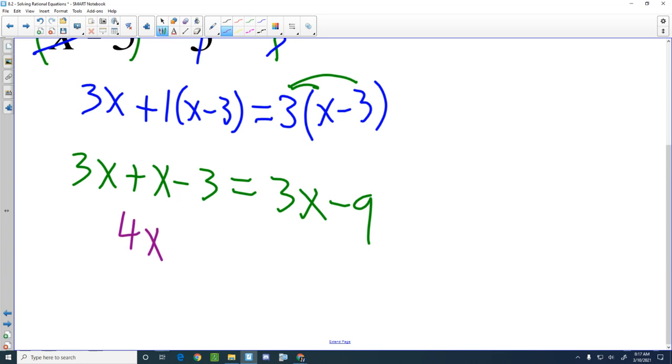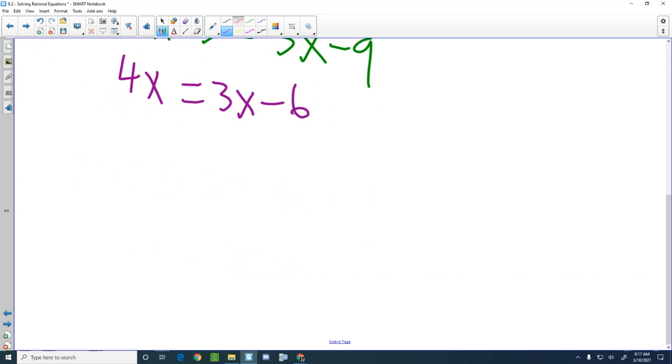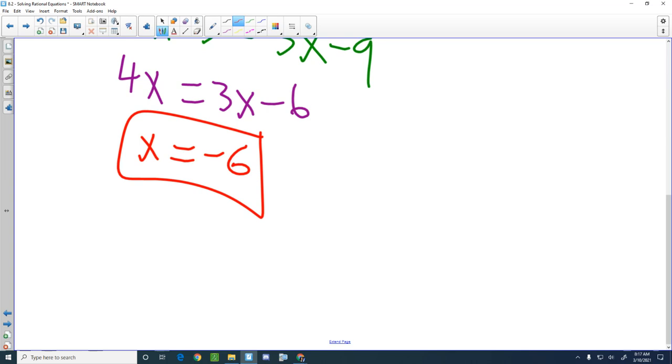Right? And then when you combine like terms on the left side, 3x plus x is 4x. I can add 3 to the right side to give us negative 6. Subtract 3x and x equals negative 6. Who got negative 6? I saw a bunch of you. Very good. Gosh, I hope it's not extraneous.